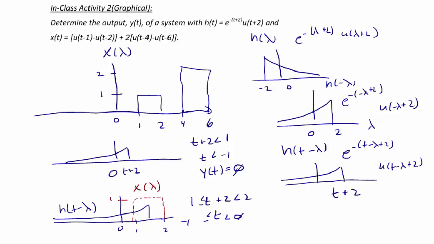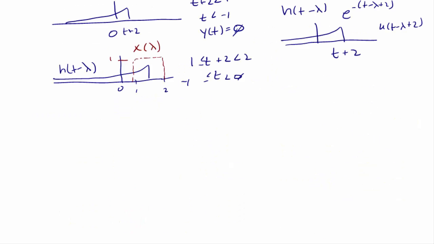So then our next step would be to find the integral. Recall that the leading edge on h of t minus lambda is t plus 2. So the integral is y of t is equal to the integral from 1 to t plus 2 of e to the negative t minus lambda plus 2 d lambda.